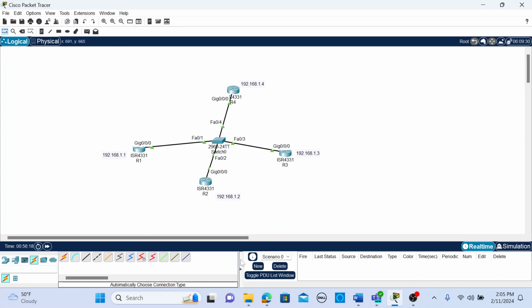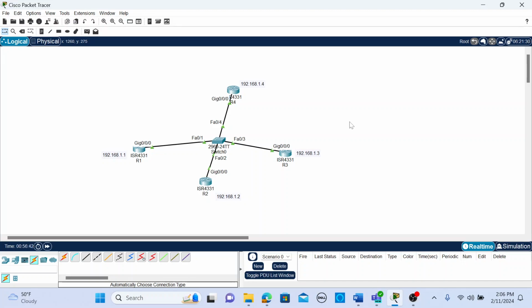So there is some terminology here. DR means designated router, which is your main router. I'll tell you what is the use of DR and what is the use of BDR too. BDR means backup designated router, and the remaining routers in the network will be called DR others.